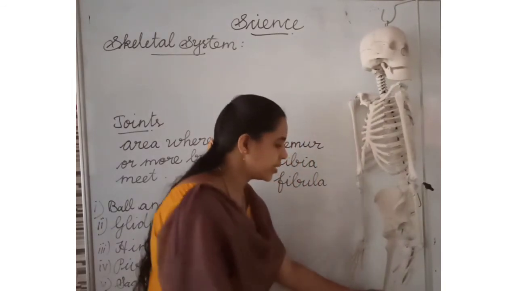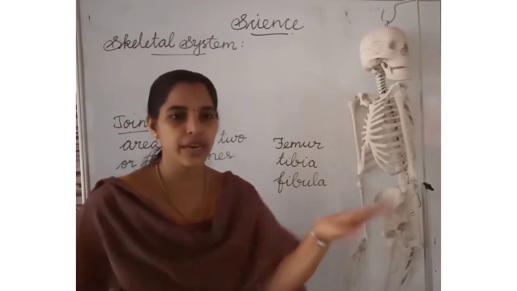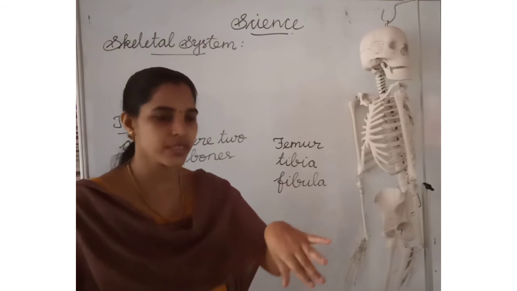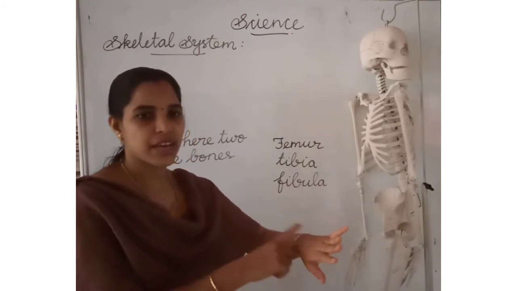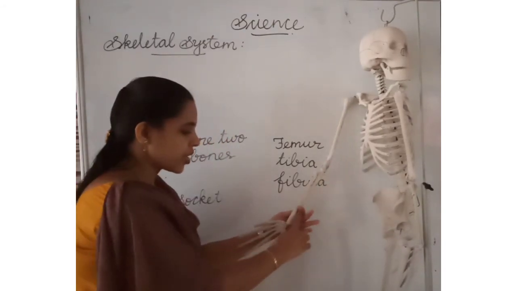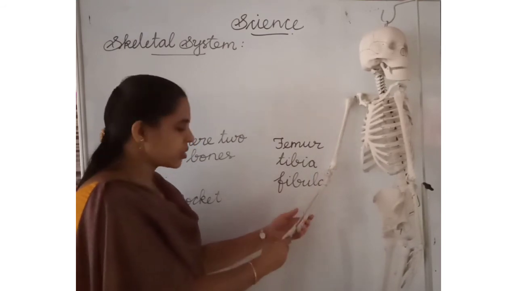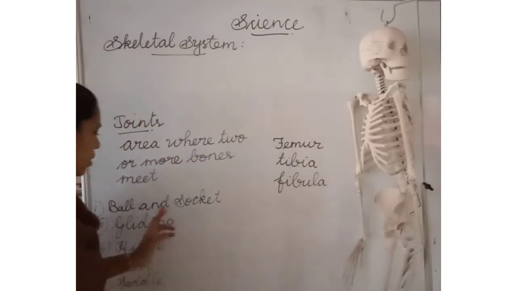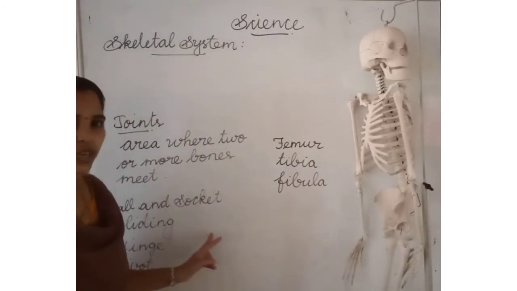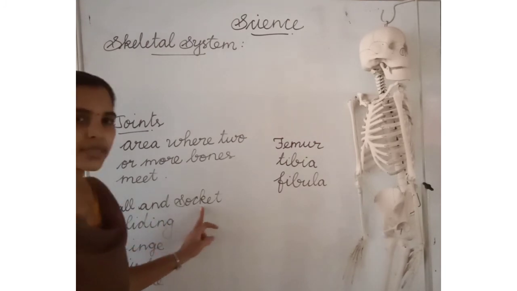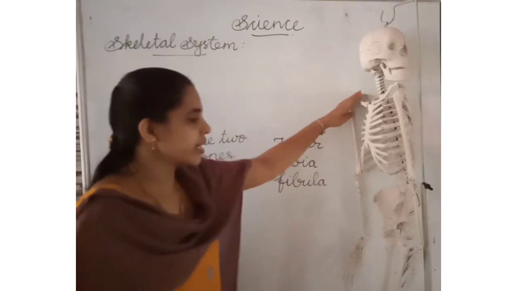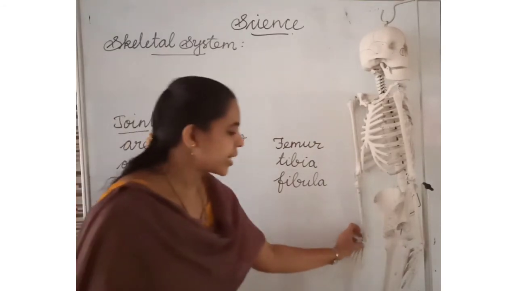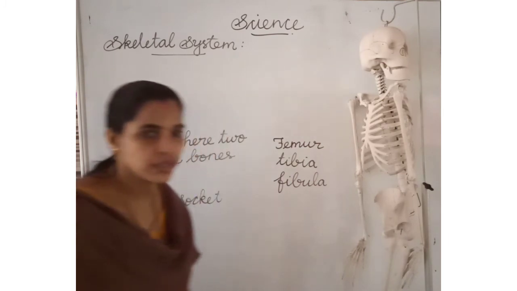When we use the ankle and wrist, we can move our hands and legs left to right, up and down. We can rotate them. Two flat surfaces of the bones joined together is called a gliding joint. Did you understand? Ball and socket joints are found in the shoulder and hip. Gliding joints are found in the wrist of the hand and ankle of the feet.